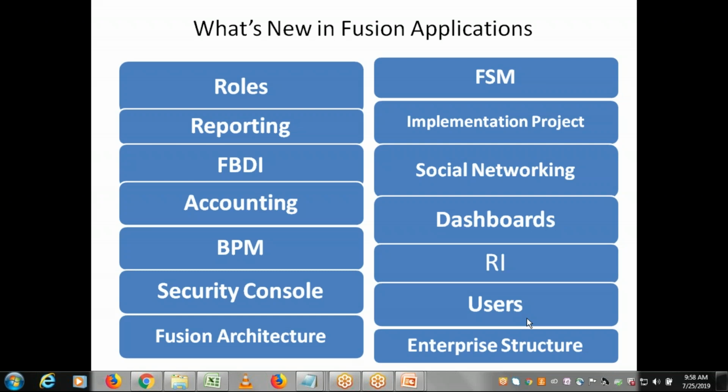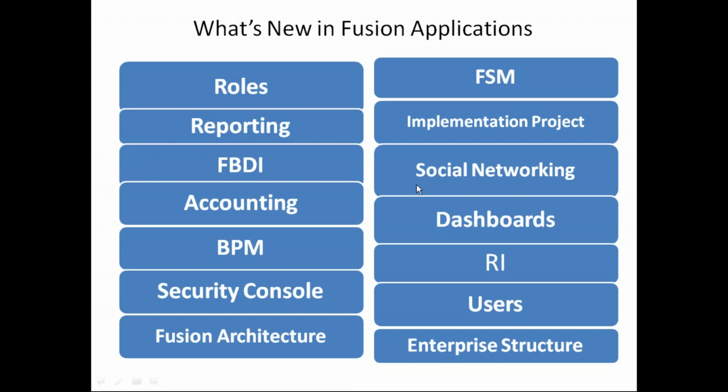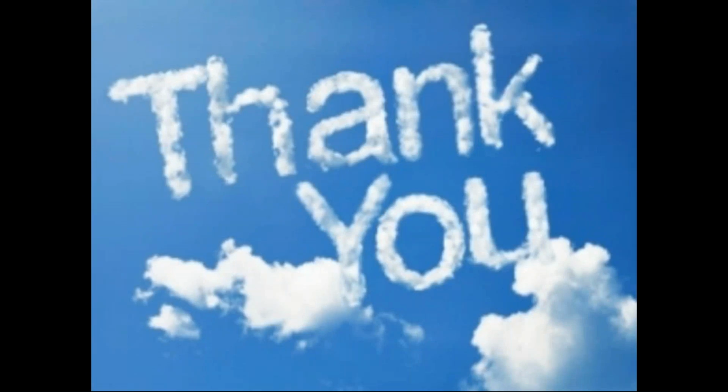In EBS, we have the multi-org structure. Similar to that, in Fusion we call it the enterprise structure. We'll discuss how it is similar and how it is different. There are many other things we cannot list out and discuss right now, which is the reason I mentioned only a few points.